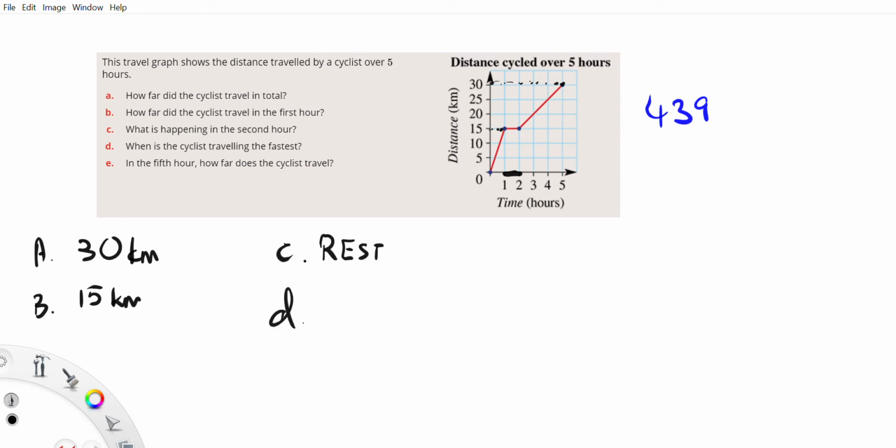In question D, when is the cyclist travelling the fastest? Now, this is a bit hard to think about when you just get told how far a cyclist is travelling over a certain amount of time, but the graph can show us really well. We want to know where the graph is at its steepest. Here it's flat, it's not doing anything. Here it's going up on a bit of an angle, but this line here is the steepest, so that's where it's travelling the fastest. So you would say in the first hour.